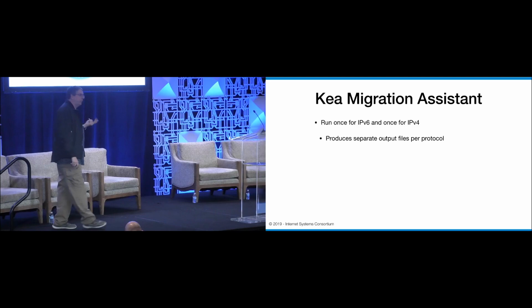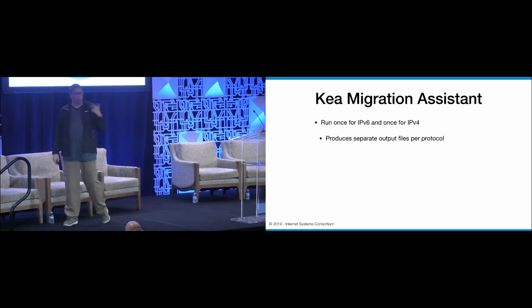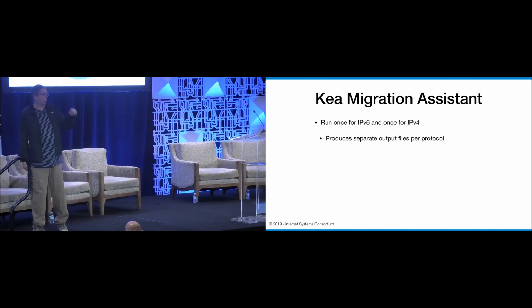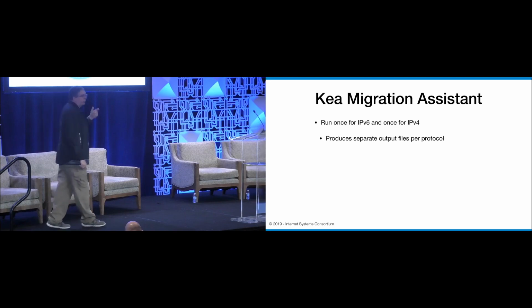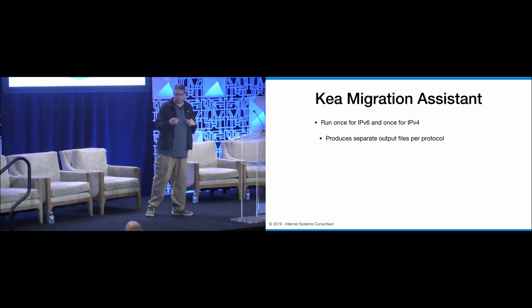Kea is a little bit different than the ISC DHCP server because it actually runs two separate daemons, one for IPv4 and one for IPv6. So when you run Keama, you're going to run it once to create the IPv6 version of your configuration and once to create the IPv4 version.